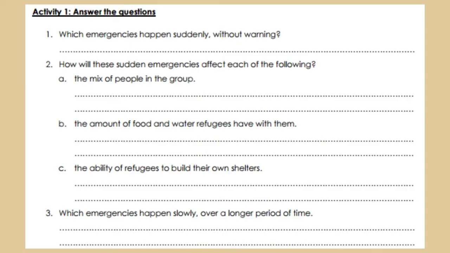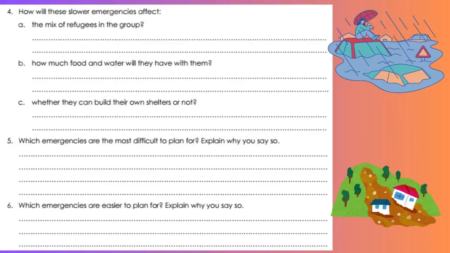3. Which emergencies happen slowly, over a longer period of time? 4. How will these slower emergencies affect: A. The mix of refugees in the group. B. How much food and water will they have with them? C. Whether they can build their own shelters or not. 5. Which emergencies are the most difficult to plan for? Explain why you say so. 6. Which emergencies are easier to plan for? Explain why you say so.